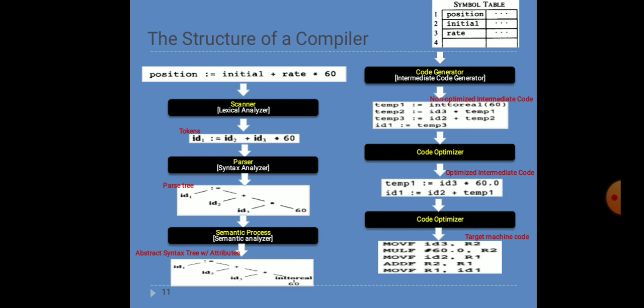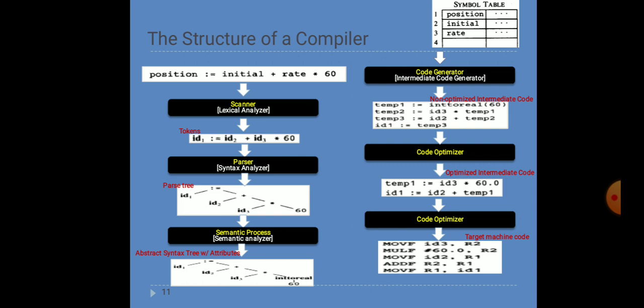The input, that is position equal to initial plus rate into 60. This is the input code given to the scanner, otherwise known as lexical analyzer. The scanner converts these into tokens as ID1 equal to ID2 plus ID3 into 60. These tokens are given as input to parser, known as syntax analyzer, and it generates a parse tree as the output.